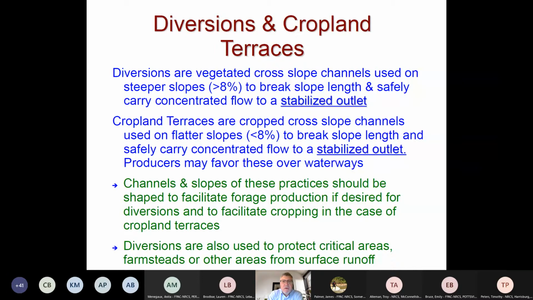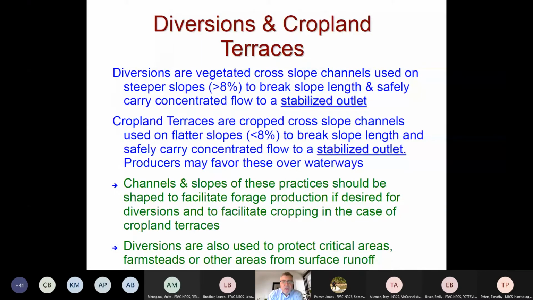Diversions are vegetative cross-slope channels used on steeper slopes to break the slope length and safely carry concentrated flow to a stabilized outlet. Whereas cropland terraces are cropped across-the-slope channels used on flatter, less than 8% slopes to break the slope and carry flow to a concentrated outlet. Okay. So producers may favor these over waterways as they can be farmed. Cropland terraces may be farmed along with the rest of the field in the main crop.